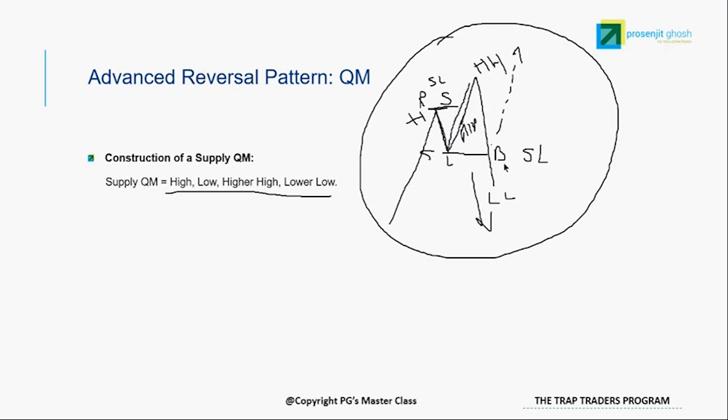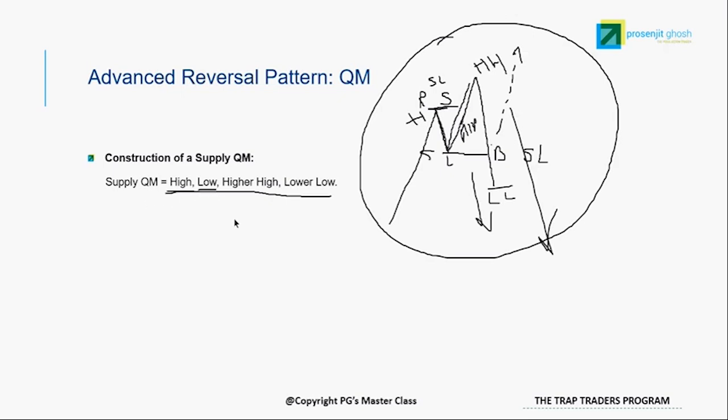The institutions trapped the buyers as well by taking out their stop, and both the sellers as well as the buyers get completely confused, bowled out, right? After this pattern forms, they're completely confused. They don't know where the price wants to go. Once this pattern forms, we know that a supply QM has formed and we can short. This is a supply QM and price should go down.